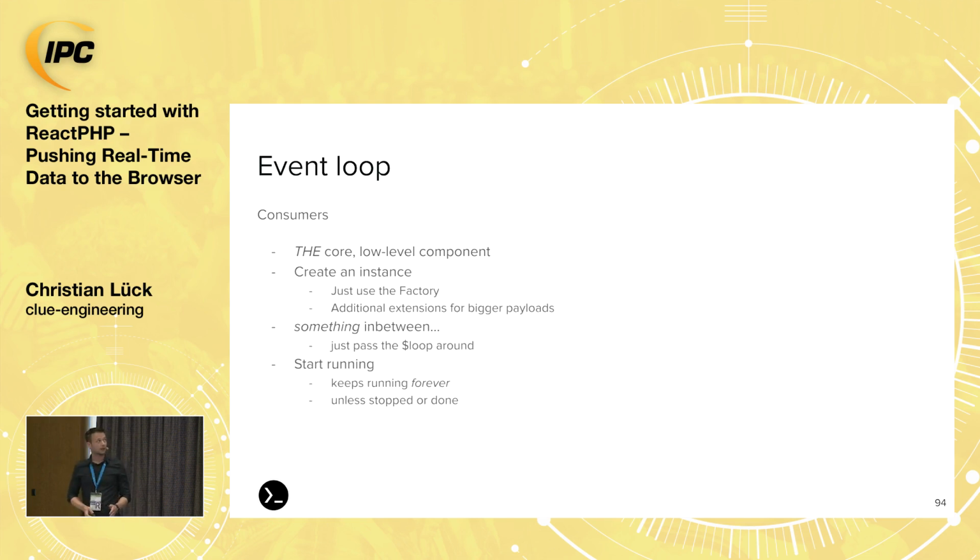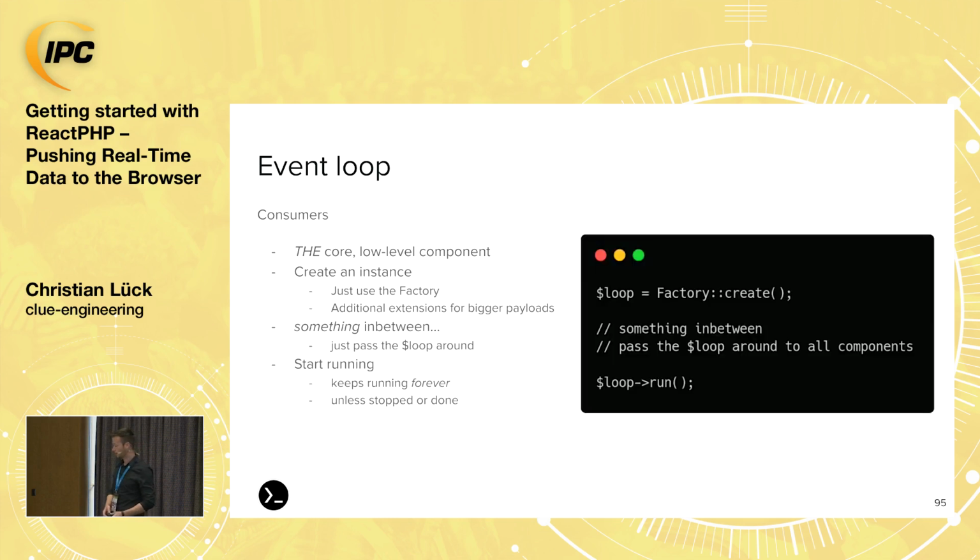It's pretty much everywhere, and it means you just create an instance once, you pass it around through your whole application, and at the very end of your application, you just run it. And in code, this might look like this, just as a quick example. So you use a factory to create it, you do something in the middle, this is the interesting part that we're going to look at, and then you run your application.